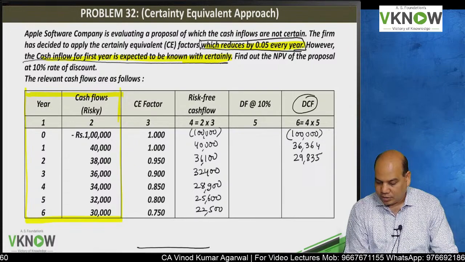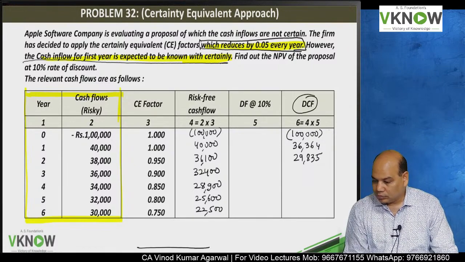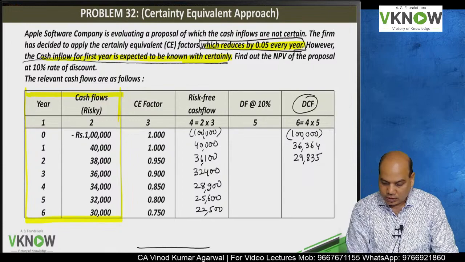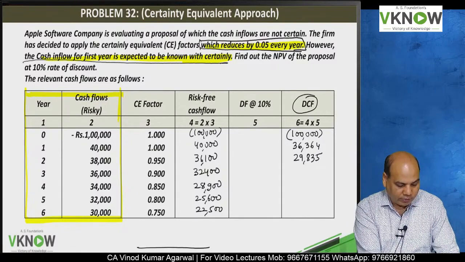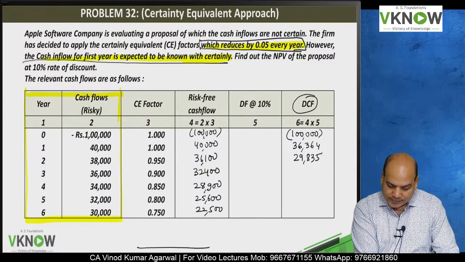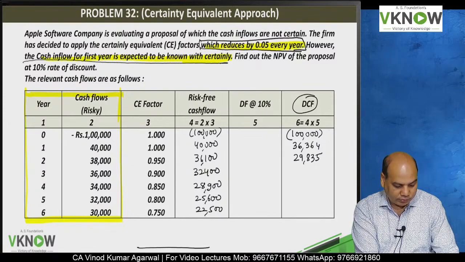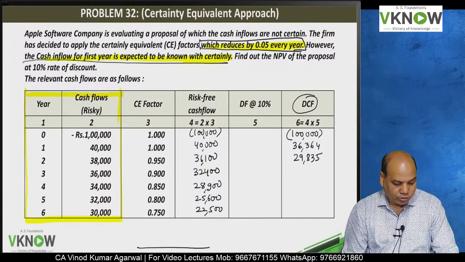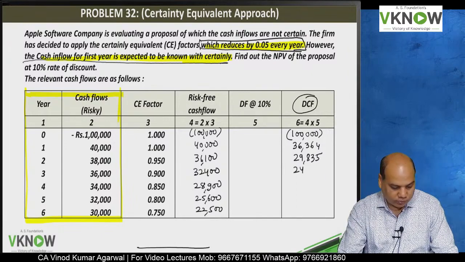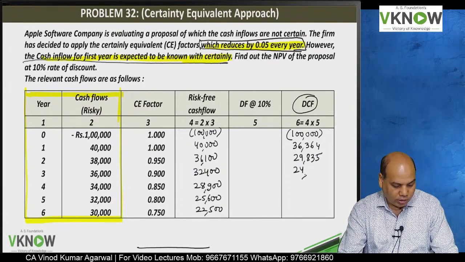29,835. Is it right? Okay, next one: 32,400 divided by 1.10, 3 times, equal to, memory plus 24,343.